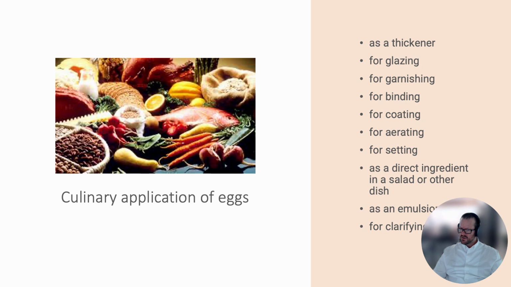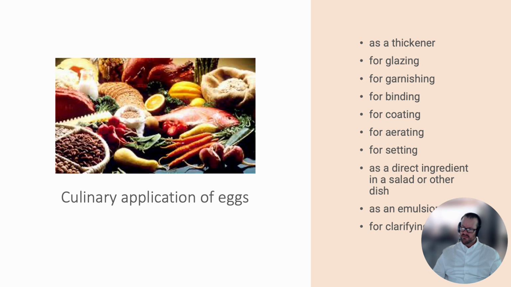So clarifying, we're talking about using egg whites within a consommé. Emulsion, we're talking about in a mayonnaise. We use it to emulsify mayonnaise or salad dressing. As a direct ingredient, we're talking about maybe a poached egg or a boiled egg in a salad or in a terrine. For setting, I'll come back to that one.